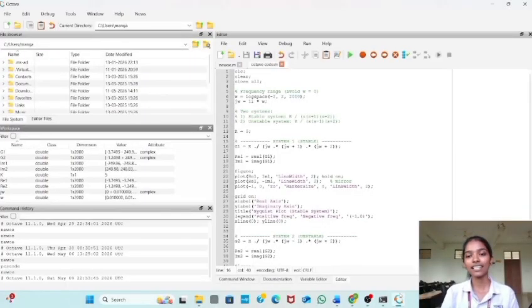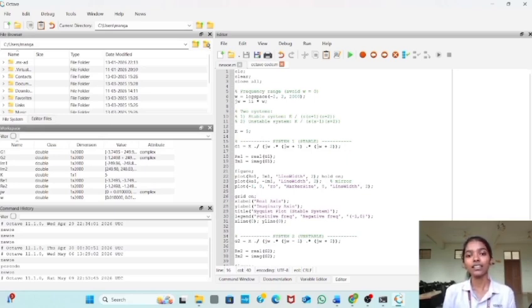Now let us understand the program step by step. This program is written in GNU Octave to verify the Nyquist stability criterion for both stable and unstable systems. First one is clc. This command clears the command window. It removes all previous output from the screen so that the current program output appears clearly without confusion.